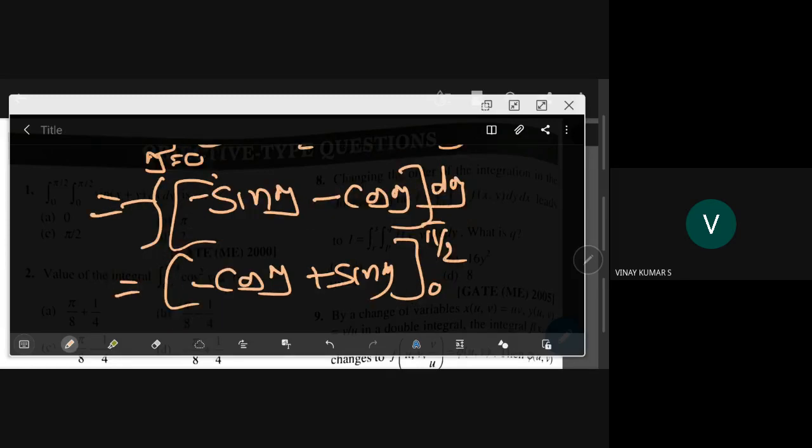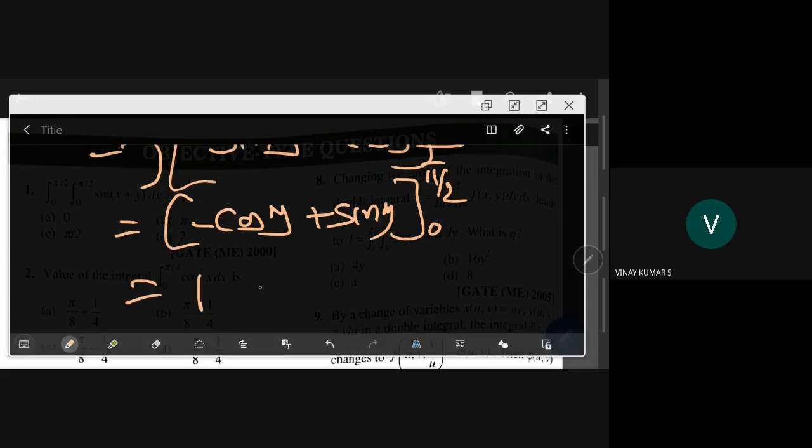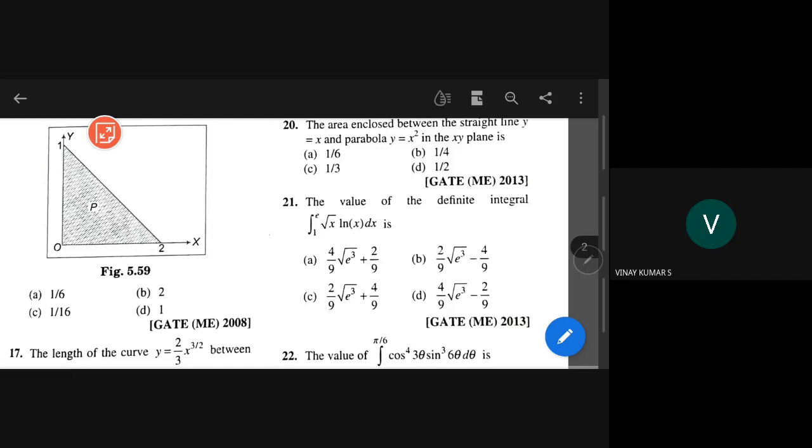So cos pi by 2 is 0, cos 0 is 1. So for the first part, minus into minus is plus 1. sin pi by 2 is 1, minus sin 0 is 0. So you are getting 2 as the answer. So 2 is the answer, option D. I hope so, because in this one there are some errors. Yeah, okay, right, 1D is correct.